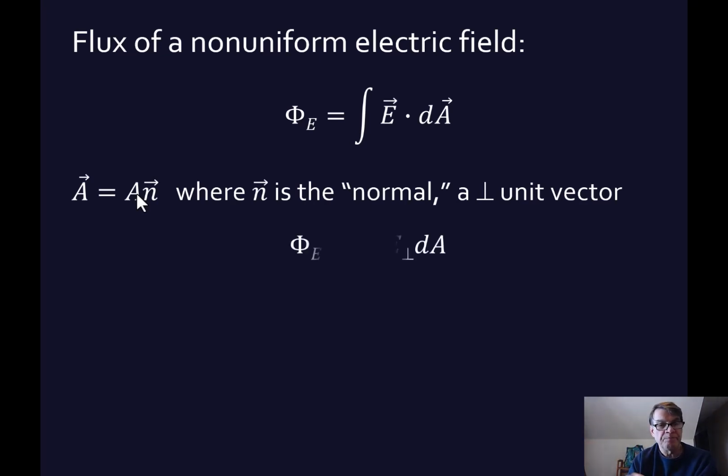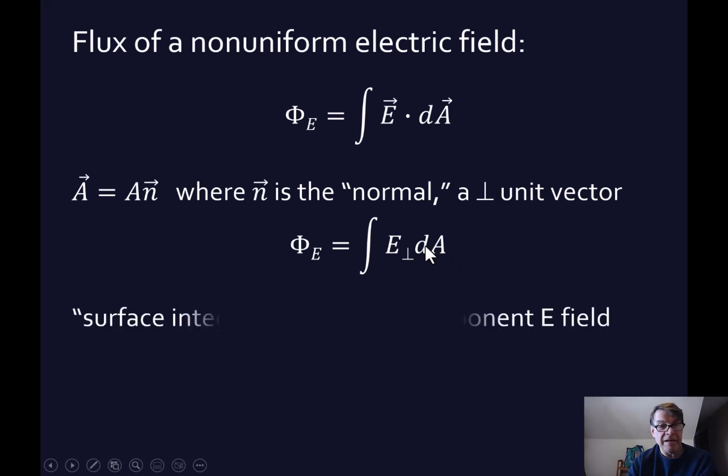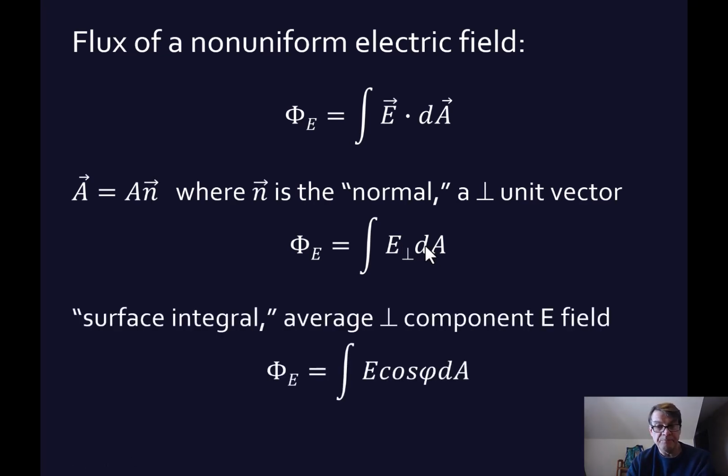You'll know soon enough. So another way of expressing this is that the electric flux, phi sub E, equals the integral of the perpendicular component of the electric field for every infinitesimal A. And as we've said, you can also put it in this form: phi sub E equals the integral of E cosine phi dA when it's not perpendicular to it.